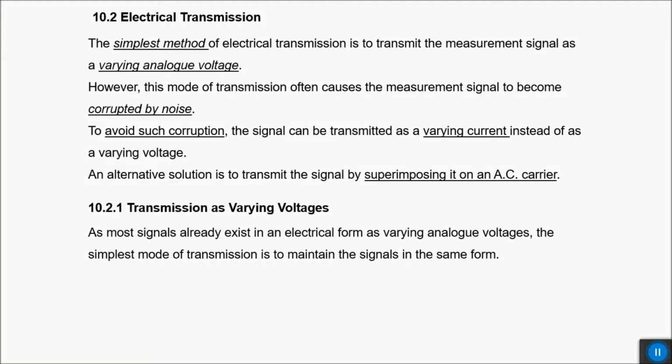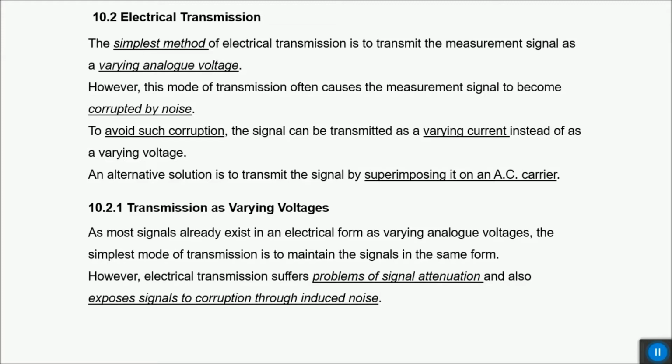So transmission as varying voltage lies under electrical transmission, and it is the most simple one because most of the signals already exist in an electrical form as varying analog voltages, and it is very simple to transmit them as they are without converting them into any other form like current or frequency, without modulation, or converting them into optical signals or whatsoever. So transmission as varying voltage without any modification is the simplest way.